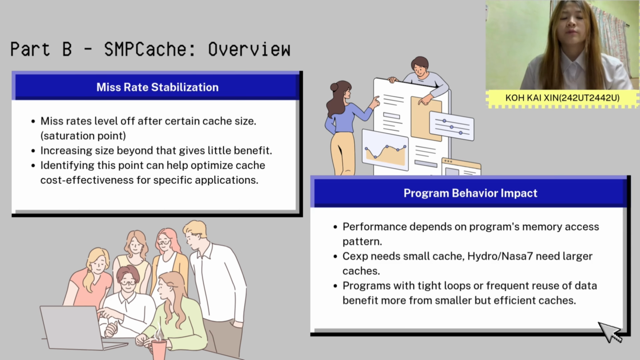Lastly, we found that program behavior plays a huge role in cache performance. CXP performed well with a small cache, while Hydro and NASA 7 needed a much larger one. Programs with tight loops or frequent data reuse benefit more from an even smaller, well-configured cache.